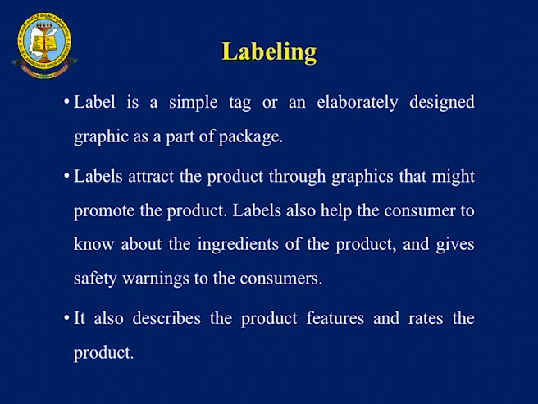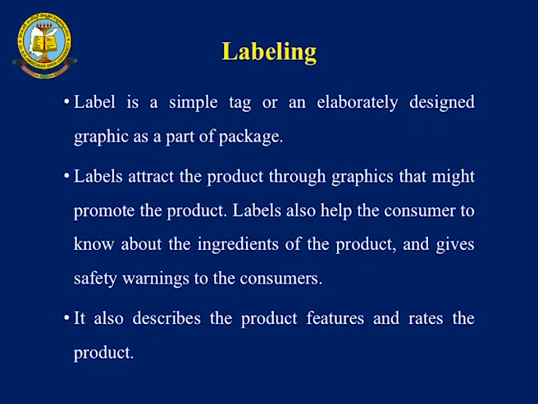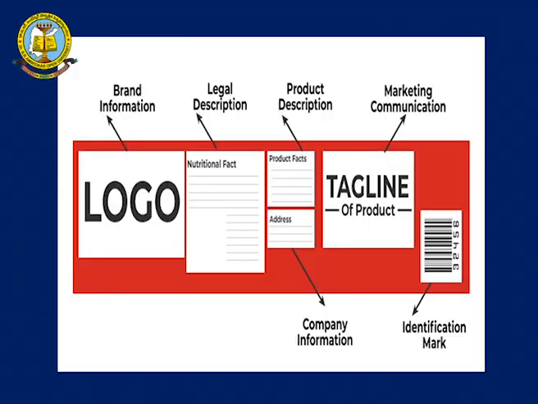Label also helps the customer to know about the ingredients of the product, and sometimes the labels also give safety warning like smoking cigarette is injurious to health, etc. Labels also describe the product features and rate the product. It tells you what the product features are, and also tells us the rate of the product. So, this is what the label is all about. It talks about the description of the product, sometimes the legal description, the tagline, the punchline, the company's information, the identification marks, etc. is what in general a label tells.